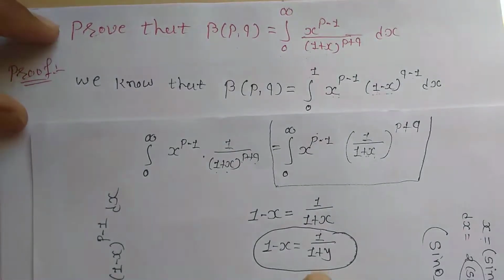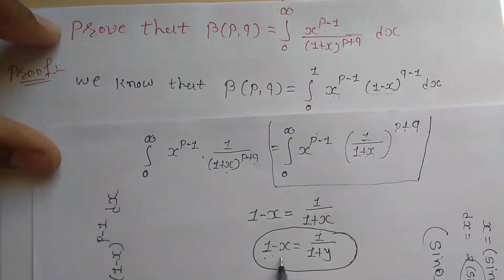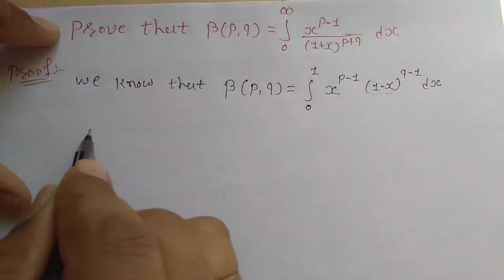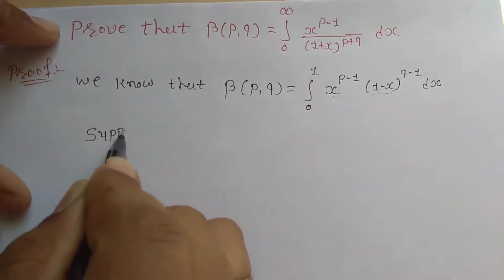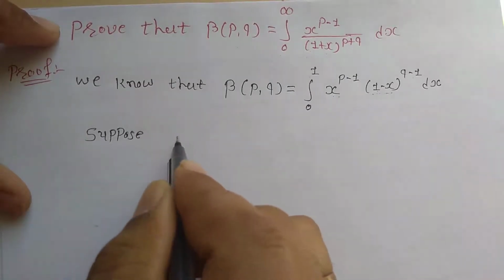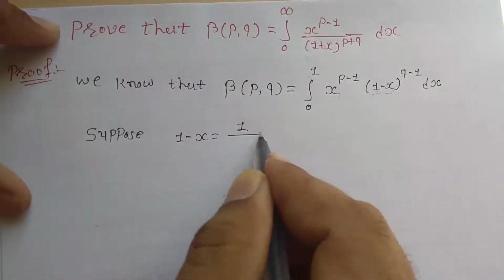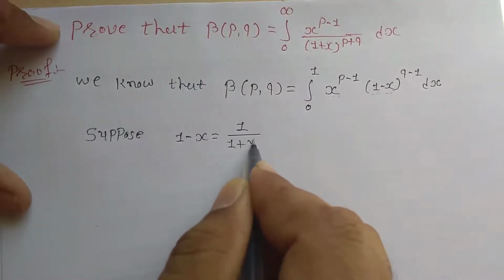So directly suppose 1 minus x equal to 1 upon 1 plus y. Now suppose 1 minus x equal to 1 upon 1 plus y.